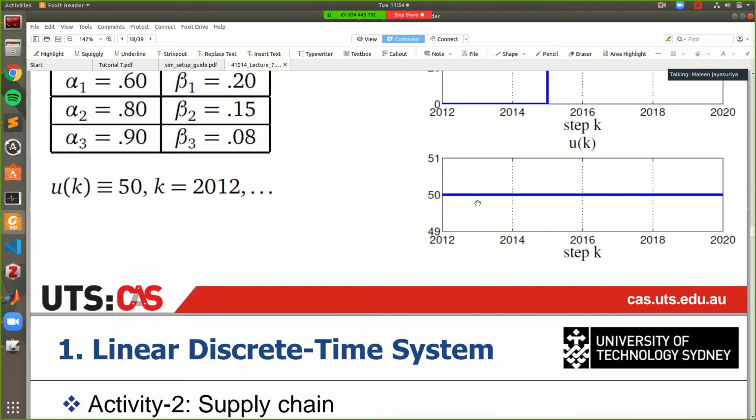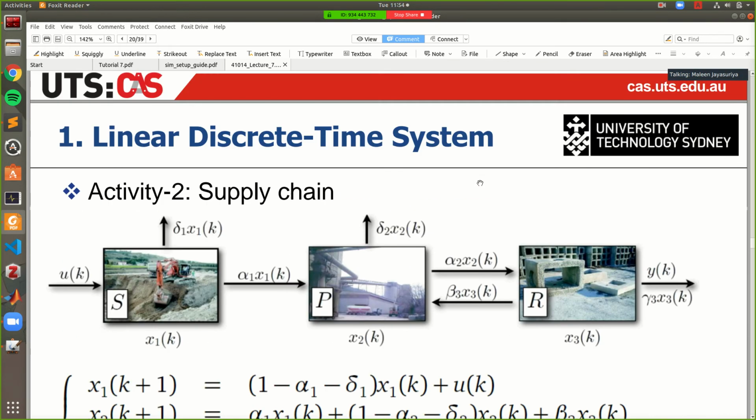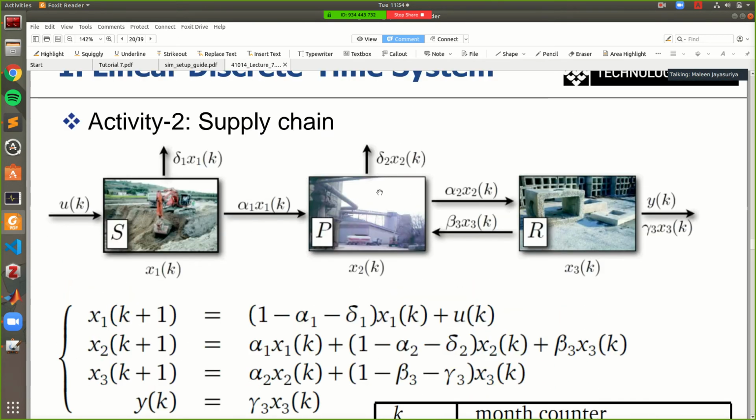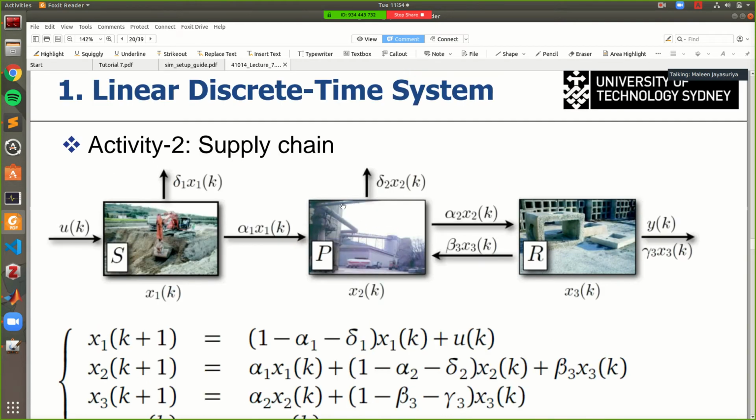So let's look at a simple discrete time system example. Let's take a supply chain. A supply chain is a good example of a discrete time system, because usually you would look at a supply chain in discrete time, in terms of weeks or days or months. You'd ask, what is my input and output every week or every day or every month?